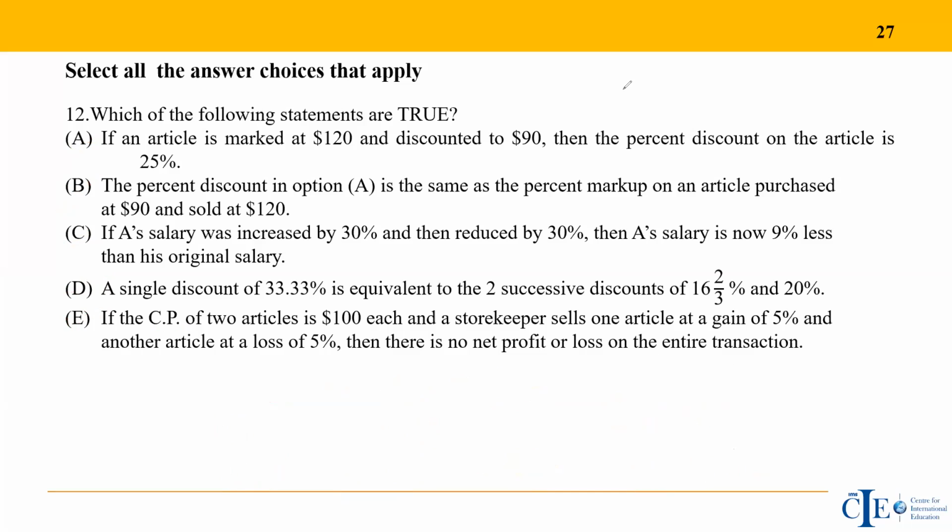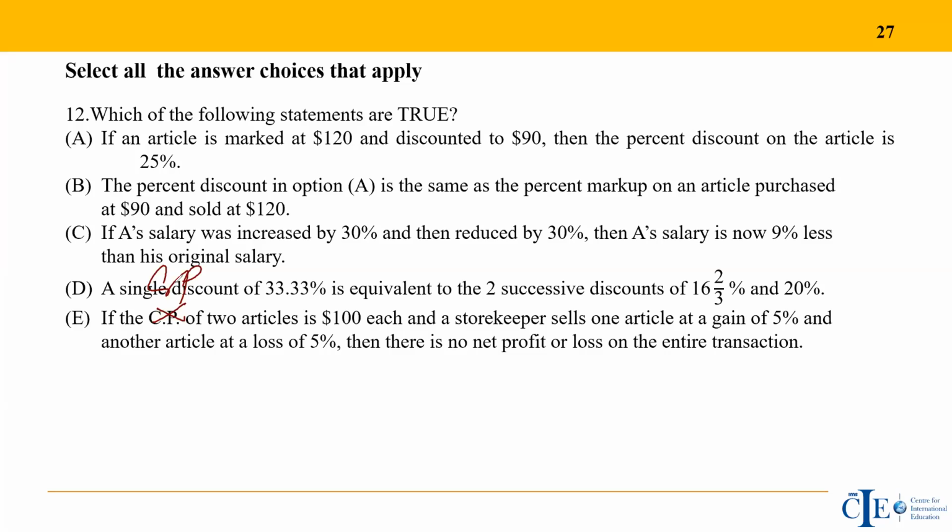Now, a small change. Instead of a CP here, let's say this was SP. Instead of a cost price, this is selling price. He sold two articles at a selling price of 100 each. On one he gained 5%, on the other he lost 5%. Did he gain or lose in the overall transaction?